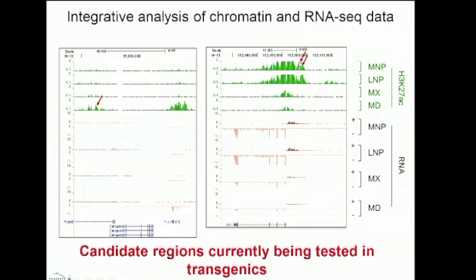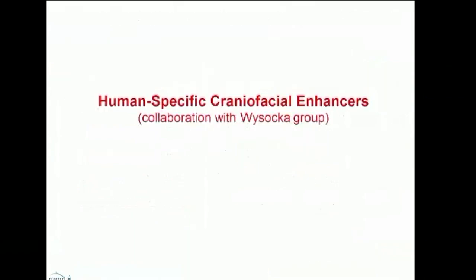And so this is something that is currently in progress. We're trying to do this more systematically, and we're moving these candidate regions forward into the transgenic. So including these three shown here by these red arrows, these are currently being tested in transgenic to see how well this really works in reality.